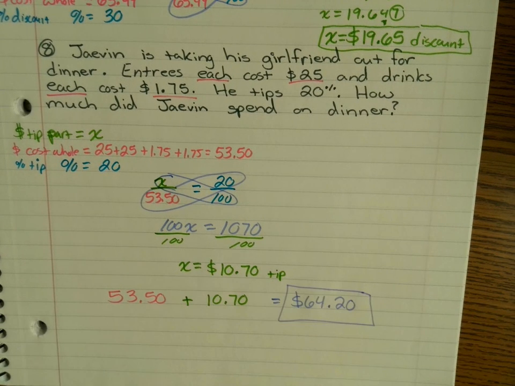Okay? On your assignment tonight, you need to make sure that you are reading the questions carefully. Does it want just the tip, or just the tax, or just the discount? Does it want you to find the total cost or the final cost? You need to be able to distinguish between the two.